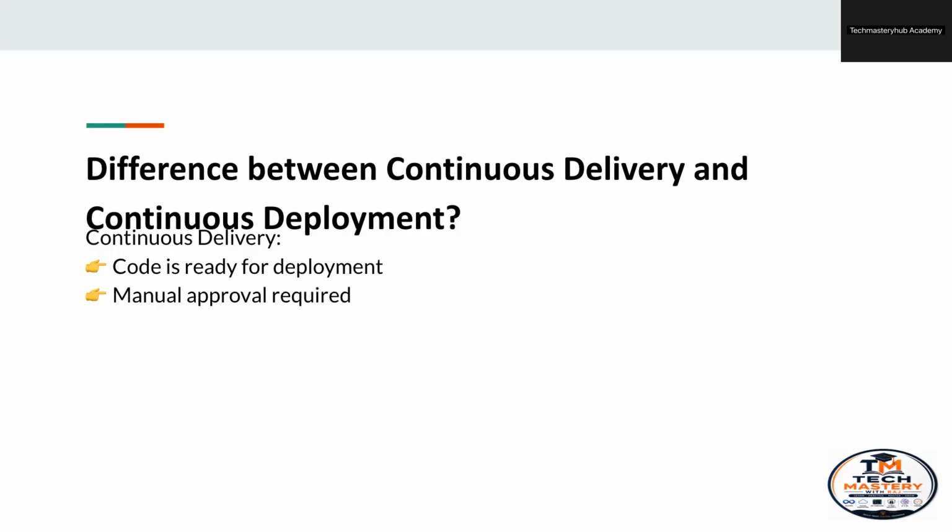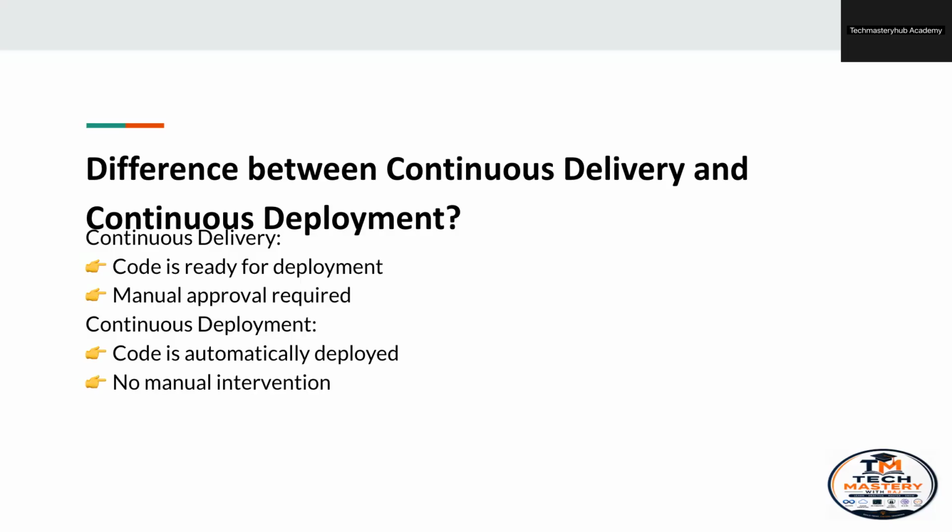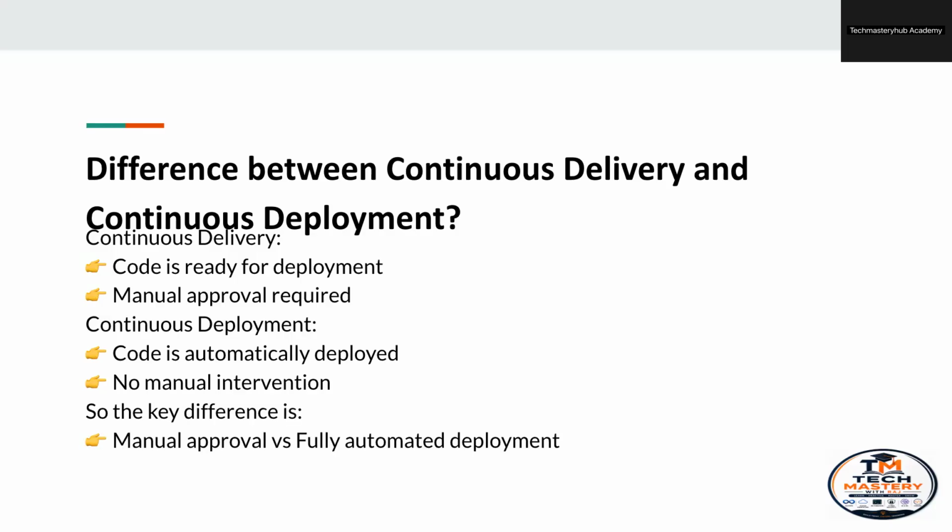Manual approval is required for the deployment. So code is ready for the deployment and manual approval is required. That is continuous delivery. Continuous deployment is when code is automatically deployed and no manual intervention is required. So the key difference is manual approvals versus fully automated deployment.